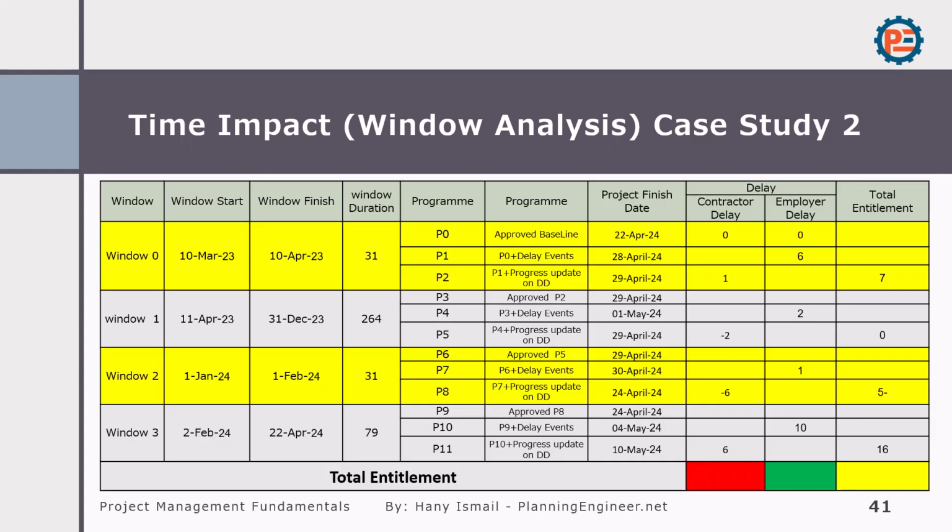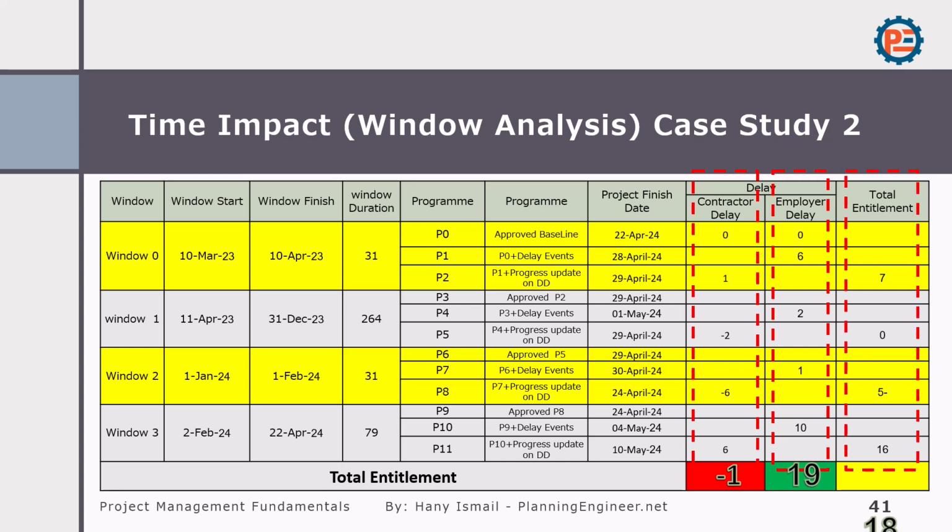Let's give you another example here. We have this scenario where the contractor delays, now we start making some recovery. When it comes by minus, it means the contractor made some mitigation. So in that case, the contractor delays is -1. He recovered 1 day. And the employer delays is 19. The total entitlement is 18 days.